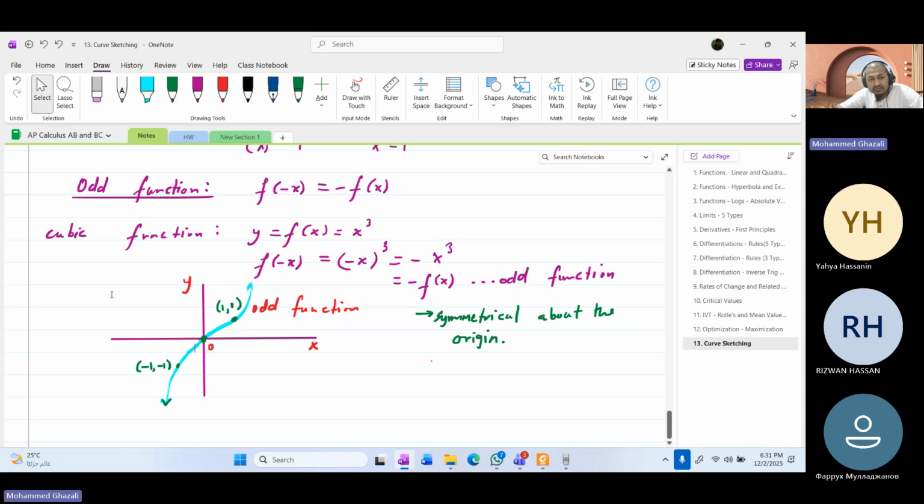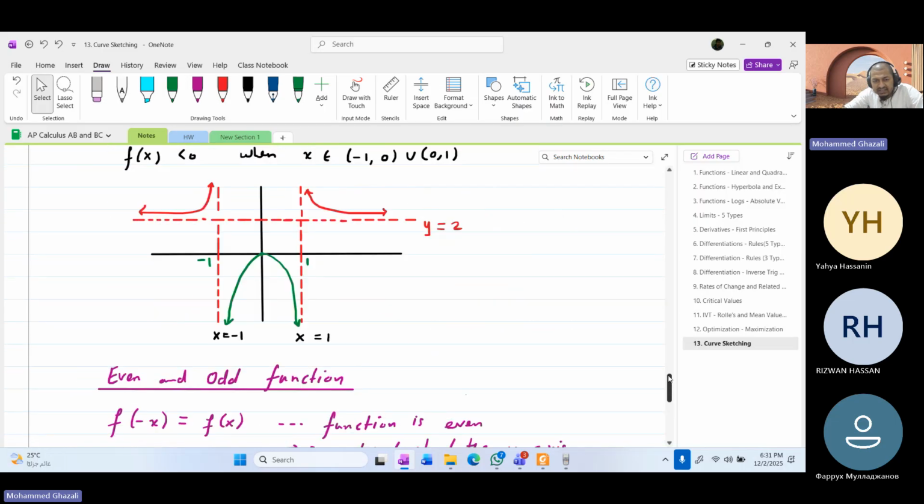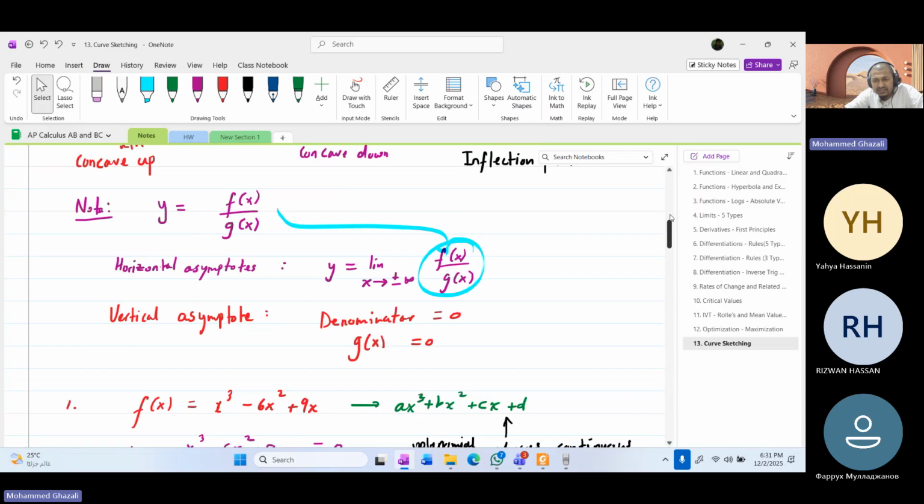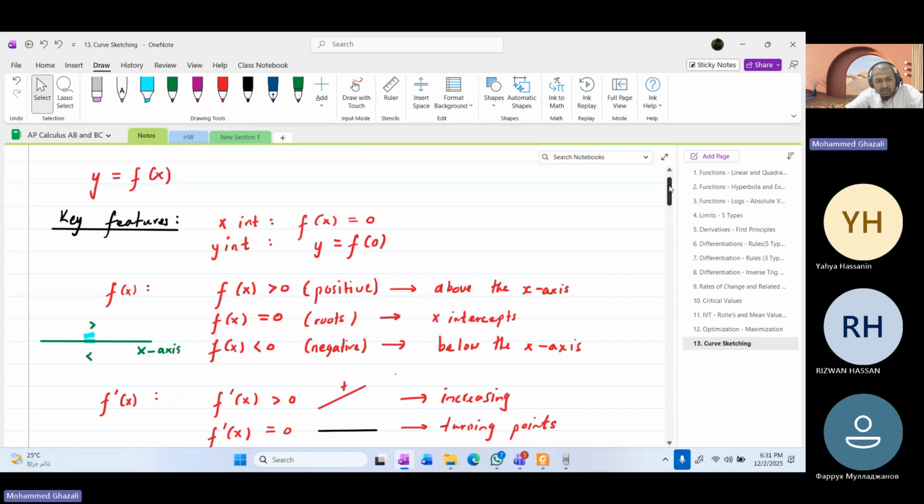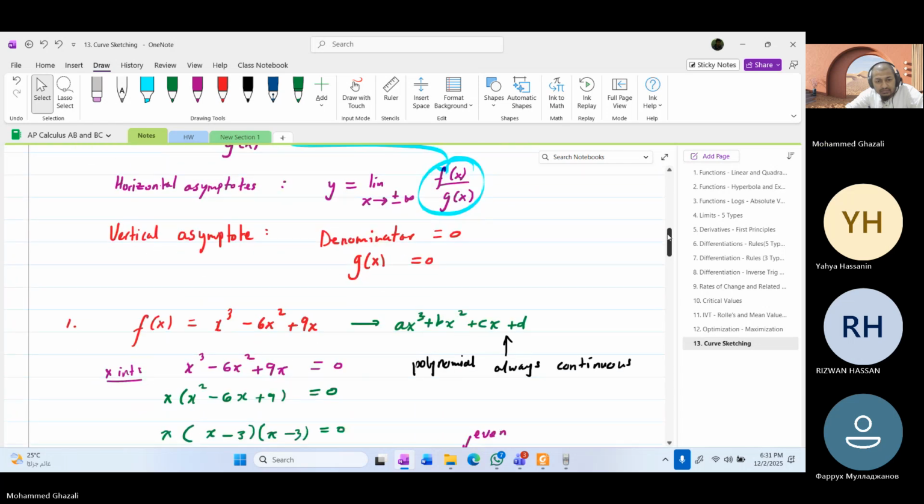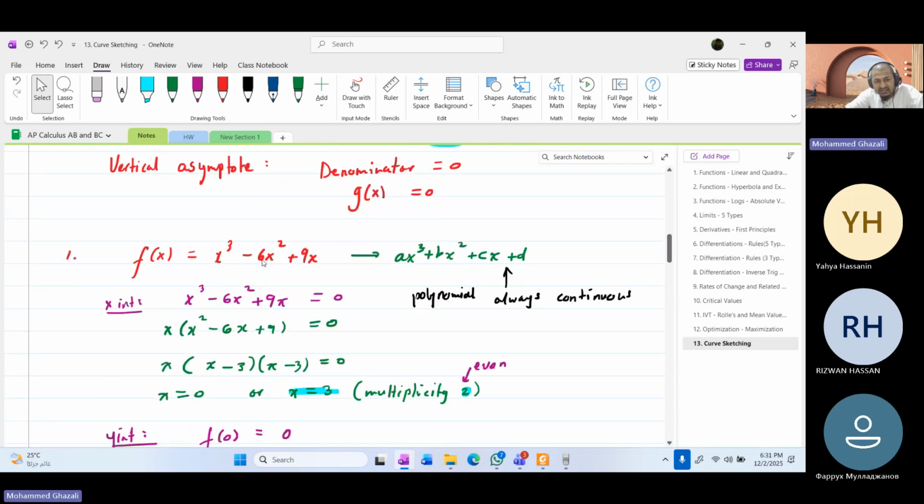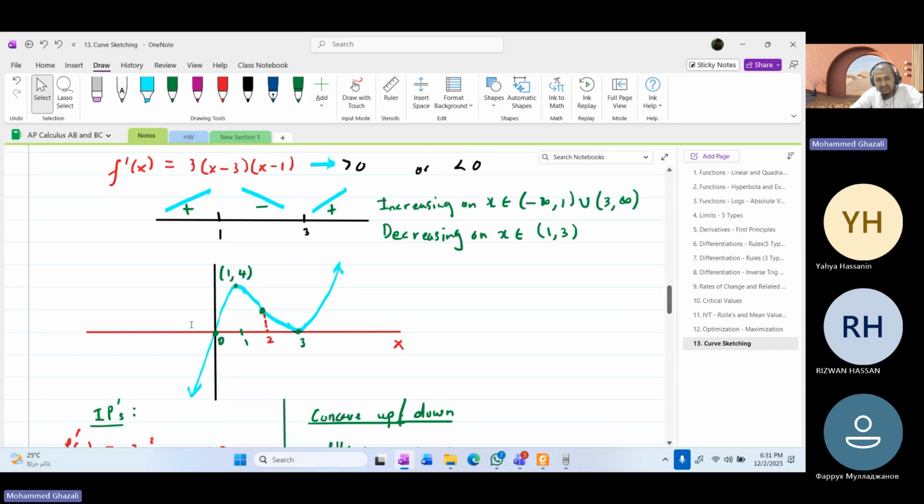All right, guys. Now, remember the very first function that we sketched, x cubed minus 6x squared plus 9x. If you try to do even and odd here, you're not going to get anything, because clearly the shape of this graph is not symmetrical anywhere. If you fold the y-axis, it's not even. It's neither even nor odd.